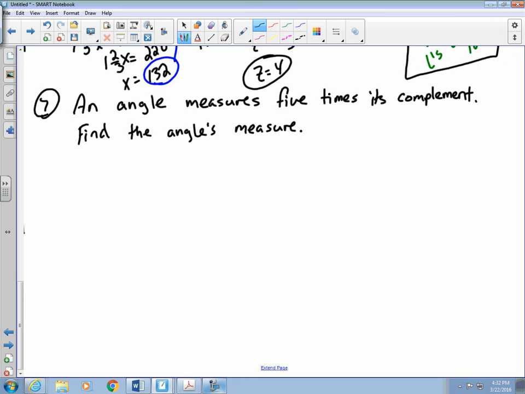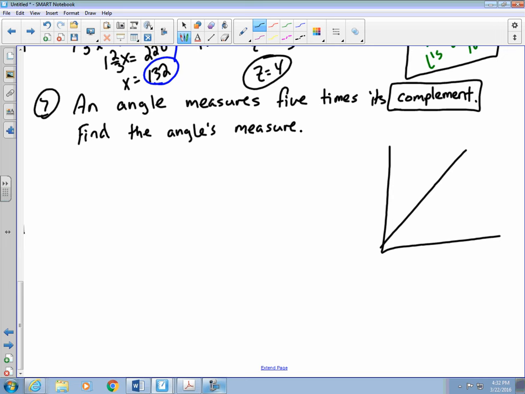Last but not least, number 7, the angle measures is 5 times its complement. Complement is another geometrical term that you need to be aware of. First of all, complementary means that you have two angles that add up to 90 degrees, so angle 1 and angle 2. So if we say angle 1 is x, then angle 2 is going to be 90 degrees minus whatever x is, since they both add up to 90. This 90 minus x expression is what it means by complement.